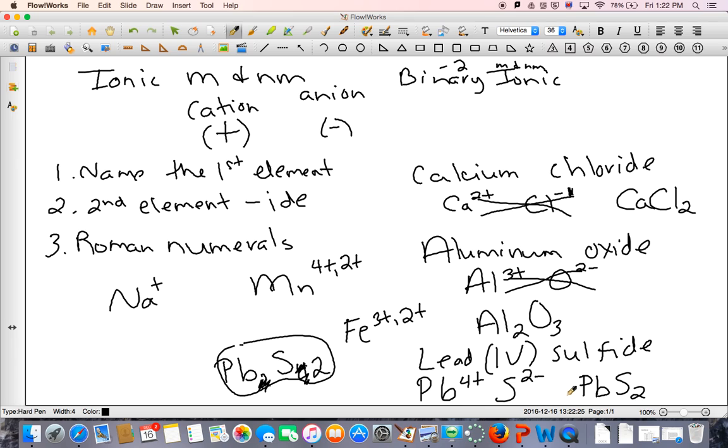Okay, so this is binary ionic. It's writing formulas from names and writing names from formulas. The next video will be with polyatomics.